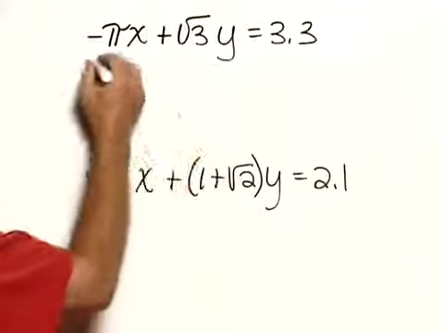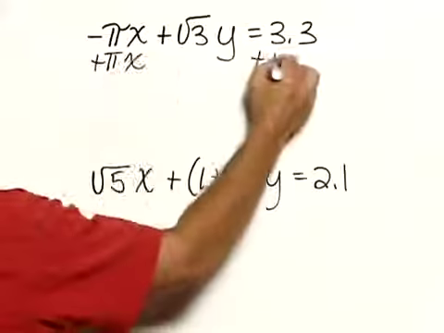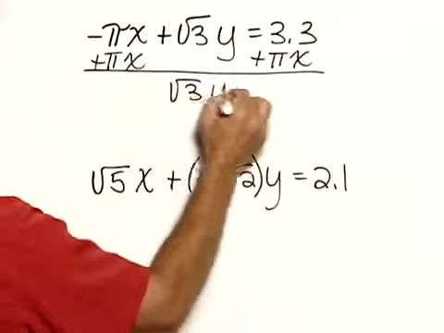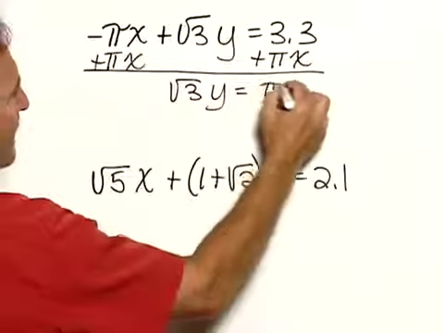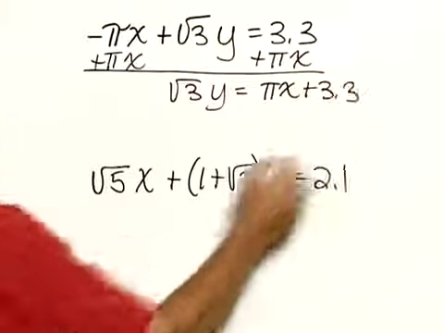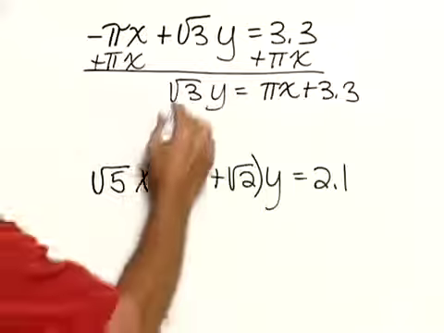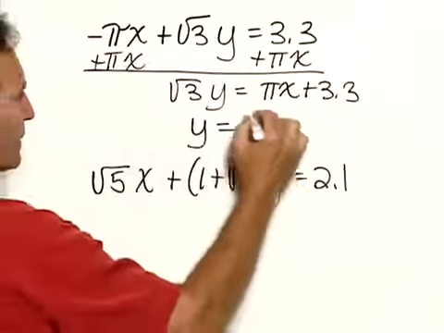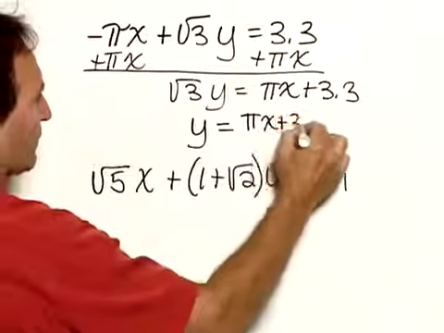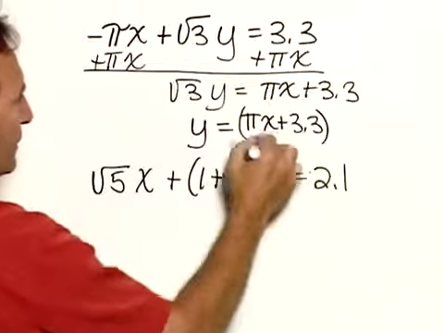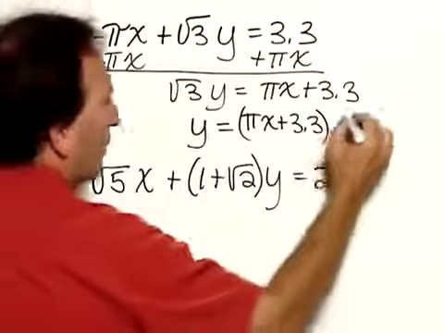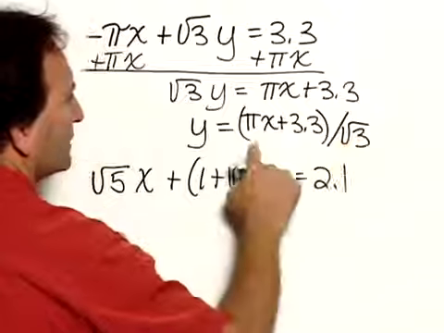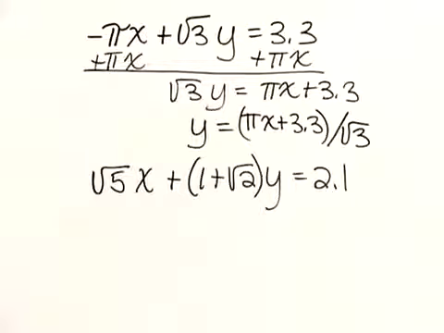In this case, then, we need to add pi x to each side. The result is the square root of 3y equals pi x plus 3.3. And now we need to divide each side by the square root of 3 so that we get y equals pi x plus 3.3. I'm going to put that in parentheses and then put the diagonal slash with the square root of 3 because this is the way we'll have to enter it into the calculator.